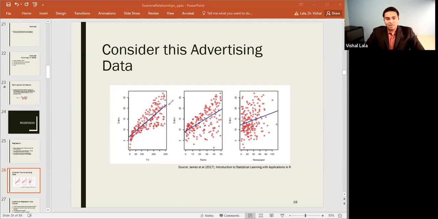This blue line represents the direction in which the dots are going. Based on this blue line, one can tell as one advertises more on TV, sales go up. In other words, there is a positive relationship between TV advertising and sales.